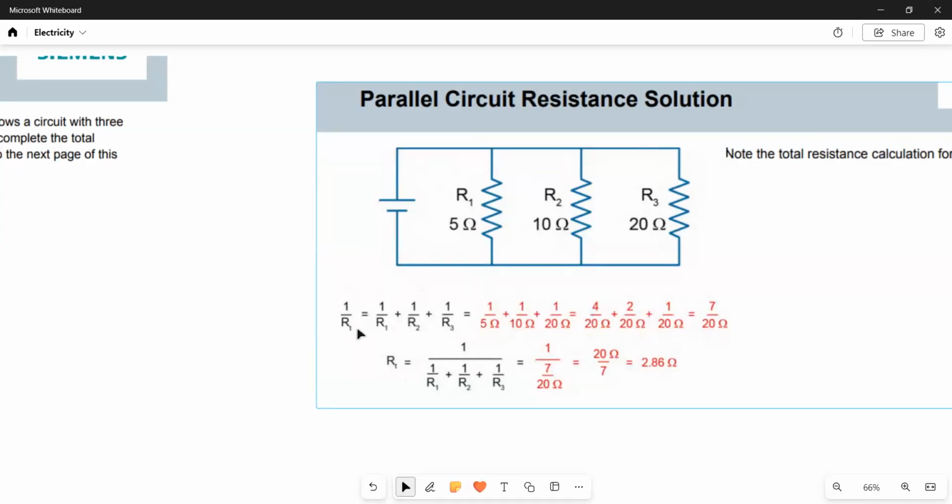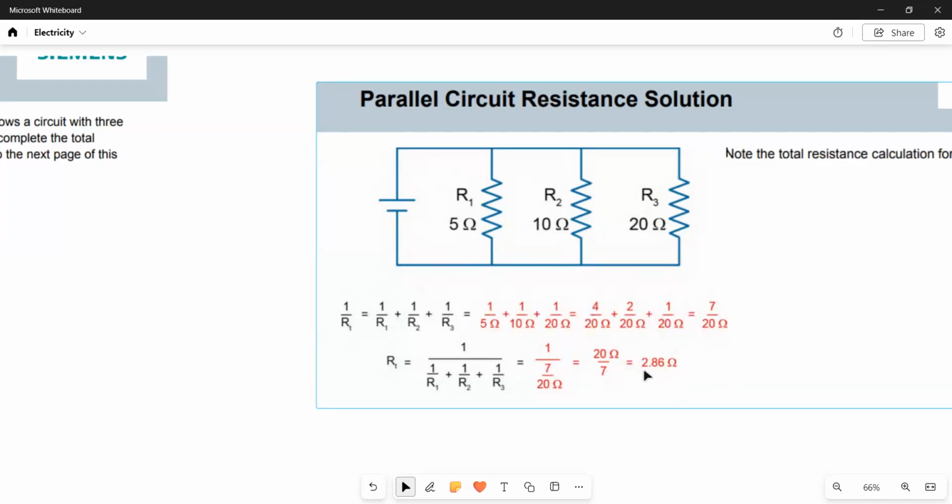Our total then is 1 over that sum. So you add up, but 1 over 5 is 4 over 20, 1 over 10 is 2 over 20, 1 over 20 is 1 over 20. So I use the LCM of 20, right? And you will figure out the mathematics. So the total, 1 over R total, is really 7 over 20. To get R total, you just flip this fraction, 7 over 20. You flip it over, you get 20 over 7, which is around 2.86.